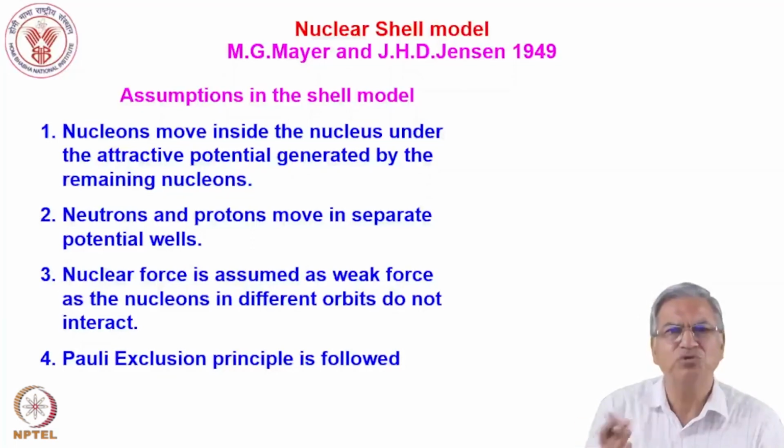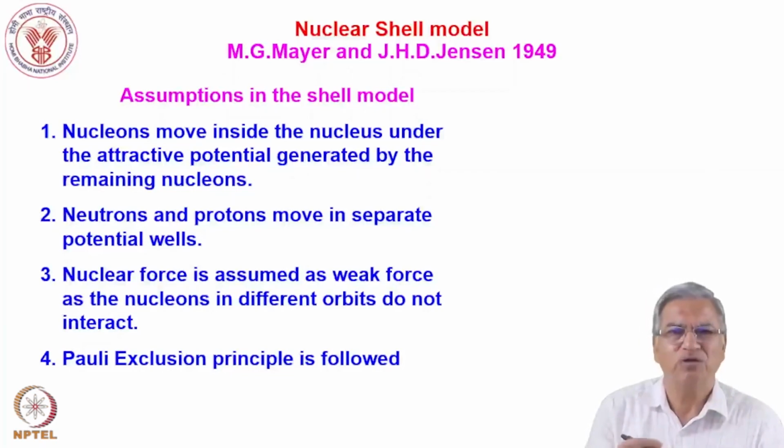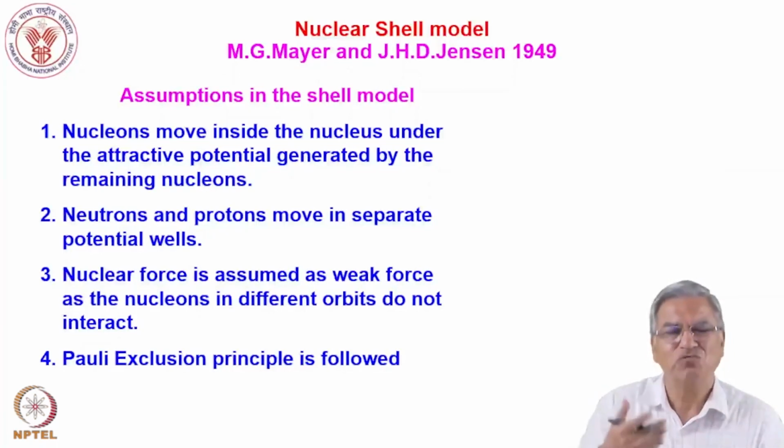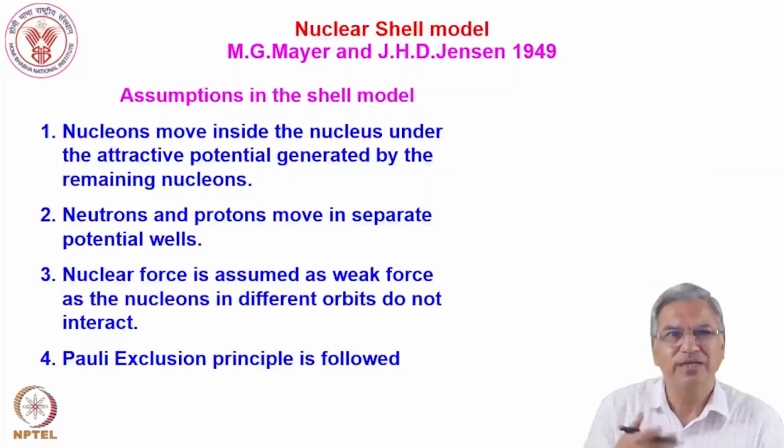So you start seeing two potential wells, one for neutrons, one for protons. Like for the atomic structure, you solve the Schrodinger equation for an electron and find out the energy levels of the electron, the K, L, M shells. Similarly, in the case of the nucleus, you solve the Schrodinger equation for the neutron and the proton in a particular potential well, and you get the energy states, and those energy states are analogous to those for the electrons.